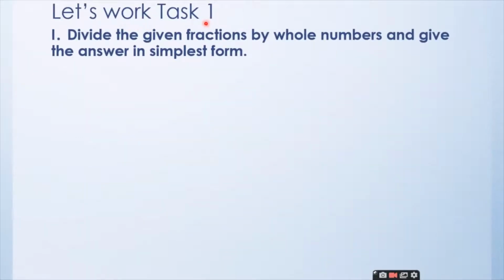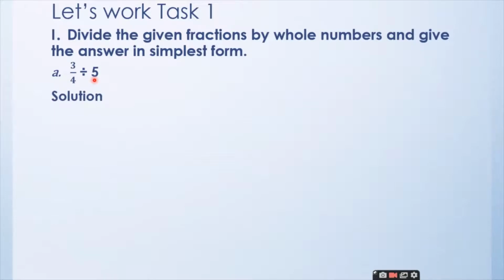Now let's work task 1. Question number 1 is divide the given fractions by whole numbers and give the answer in the simplest form. It's your book question. 3 upon 4 divided by 5. 3 upon 4 is a fraction and 5 is a whole number. We have to divide the fraction by the whole number.